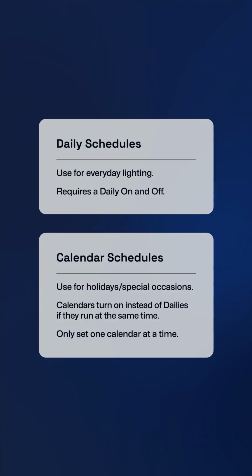Here are some important things to note about daily schedules. A common use for daily schedules is for everyday lighting like accent lighting. Daily schedules need a daily on and daily off. For calendar schedules, use calendar schedules for special occasions like holidays or birthdays. Calendar schedules turn on instead of daily schedules if they run at the same time. Only one calendar schedule can be set at a time. If two calendars are set at the same time, only one schedule will run.